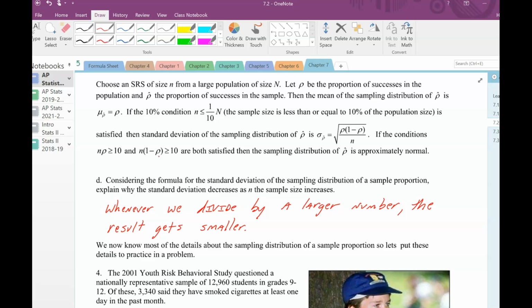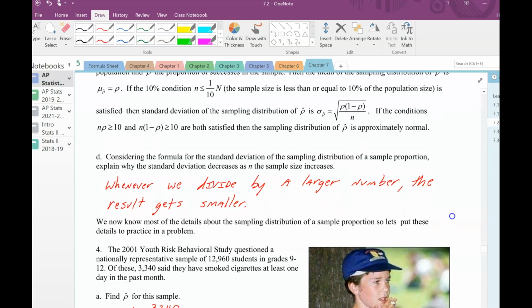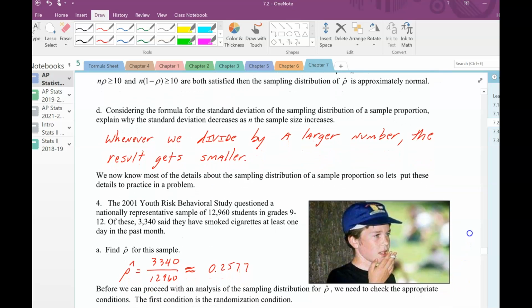Part D is just kind of a side comment. Consider the formula for the standard deviation of the sampling distribution of a sample proportion. Explain why the standard deviation decreases. Go back and look at that standard deviation formula. When you divide by n, dividing by a bigger number results in a smaller value. So just a real quick reference there to the standard deviation.